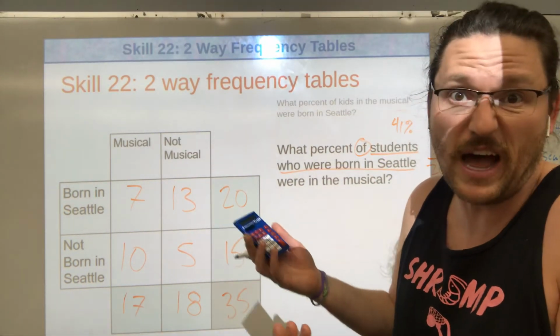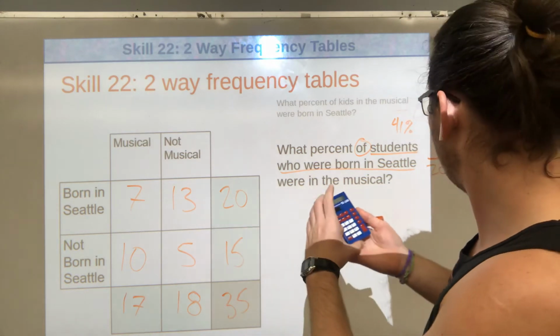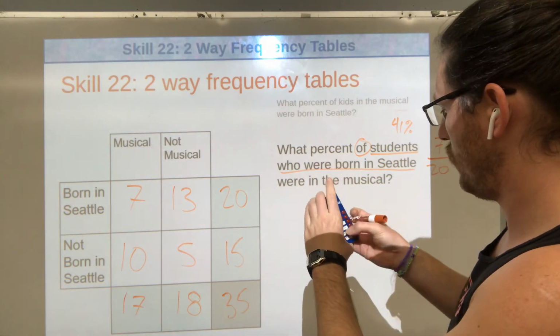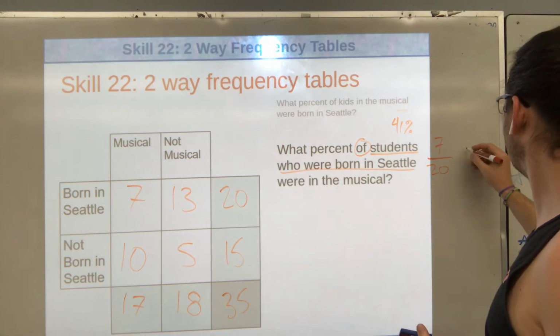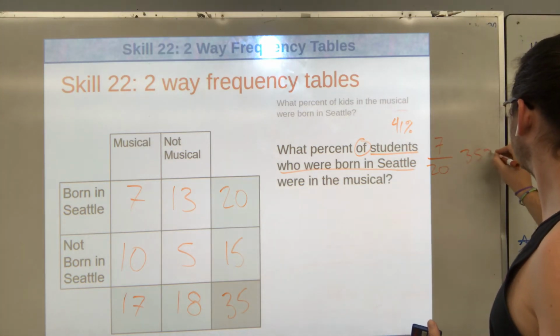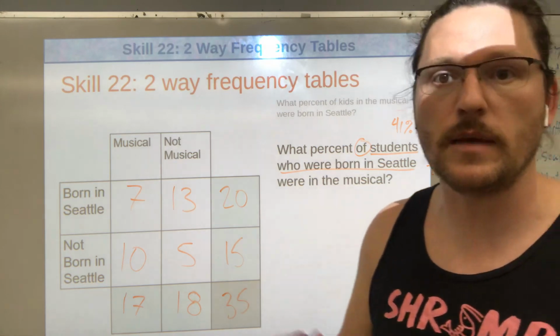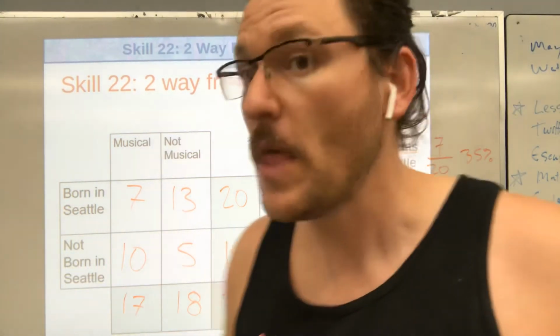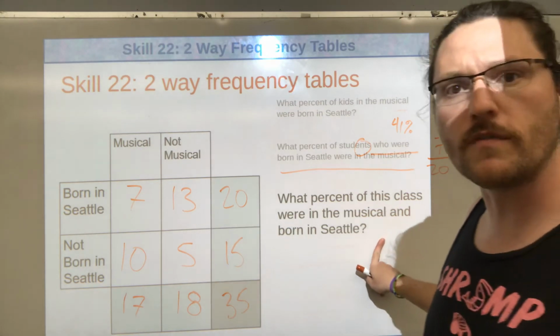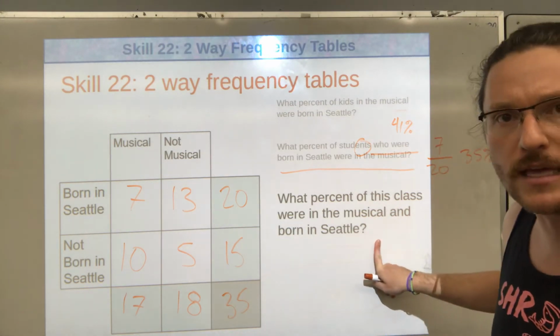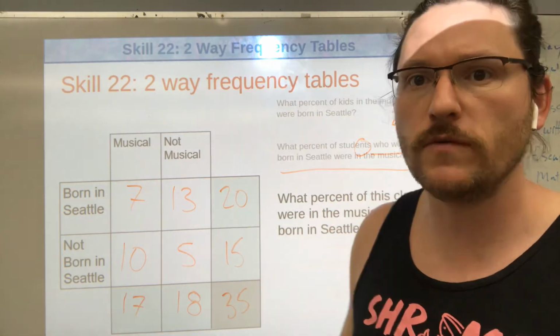Okay, once I get my fraction, the hard work is done, right? I just have to divide on my calculator. So 7 divided by 20 gives us 0.35 or 35%, right? I multiply it by 100 because it's a percent. So we have a couple more here. I want you to pause the video and see if you can solve this one before I get to it.